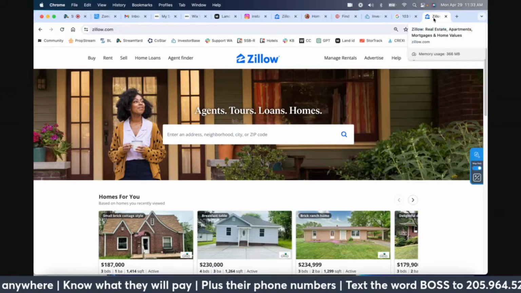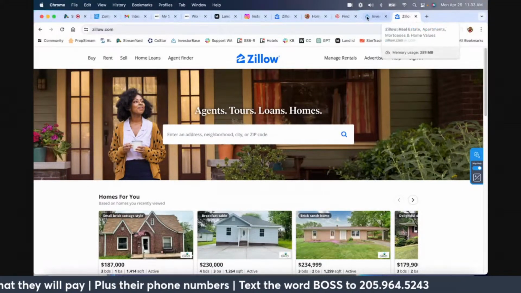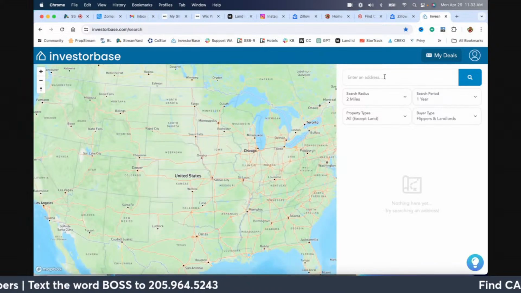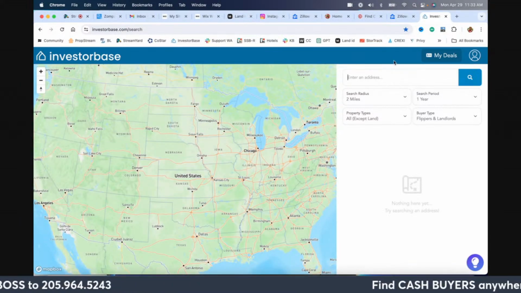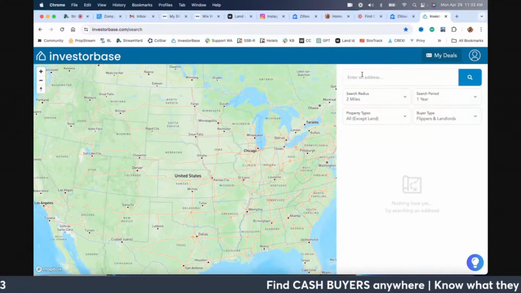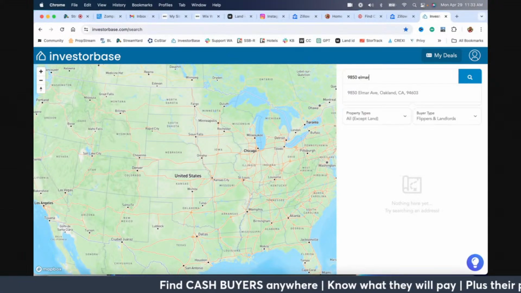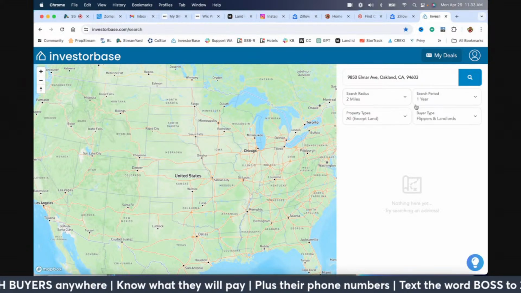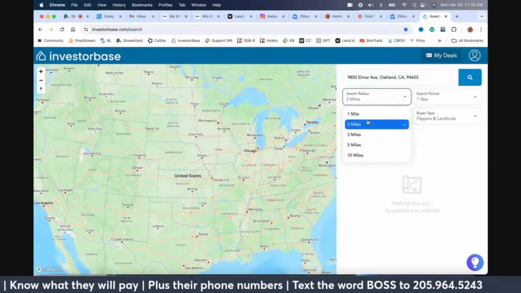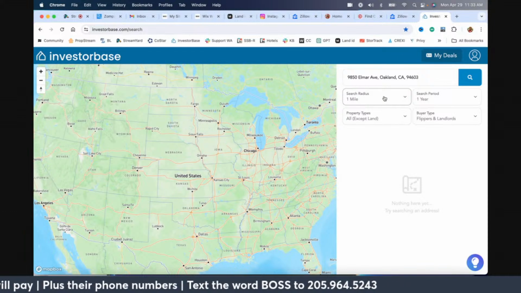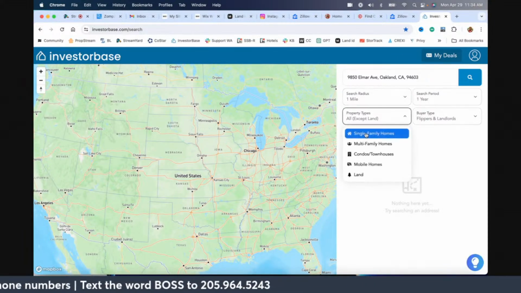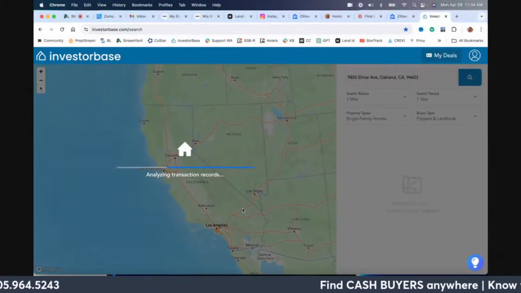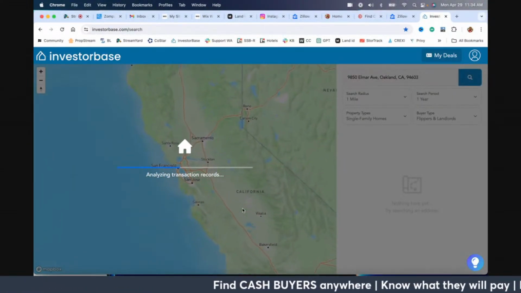All right. The next one is coming from Building Wealth. And this is, are you trying to take this over? I'm ready. 9850 Elmar Avenue. And that's in Oakland. Oh yeah, I like going to California. Okay, so we're gonna do a mile radius because this should be a densely populated area, single family, 1 year, flippers and landlords. This property is listed, and he knows it's listed, but he gets a lot of on-market properties.